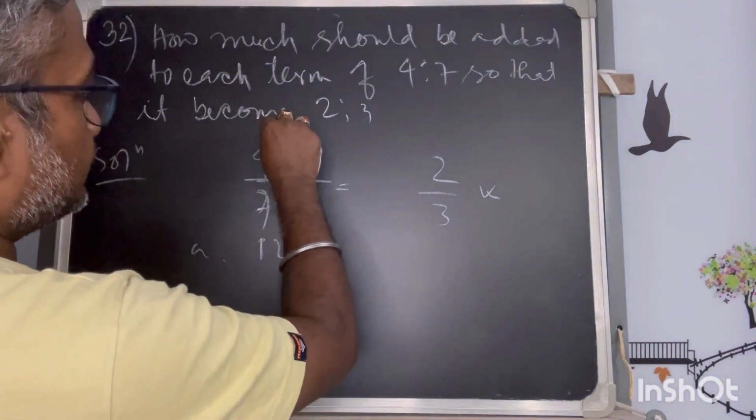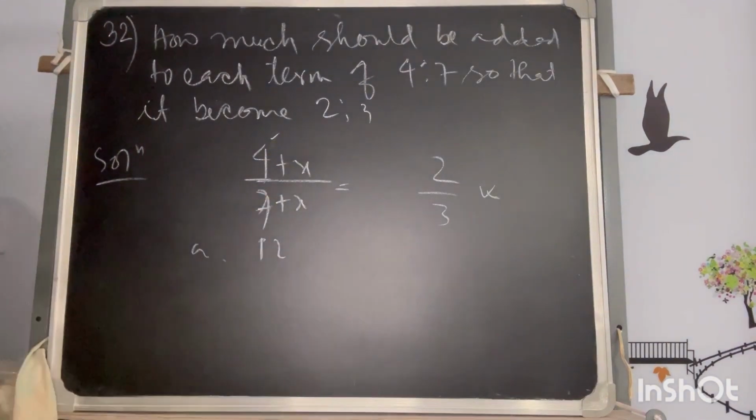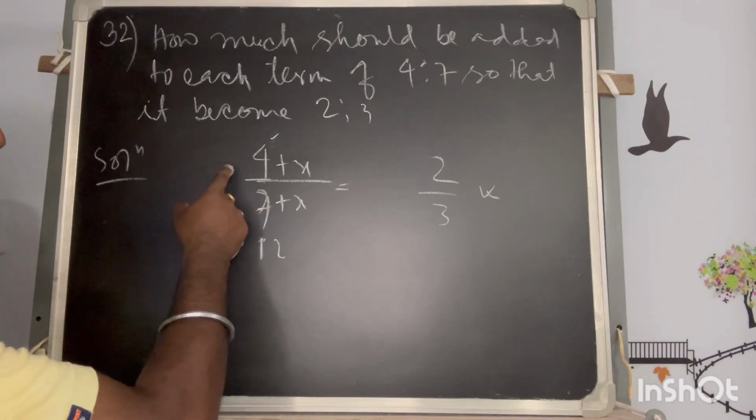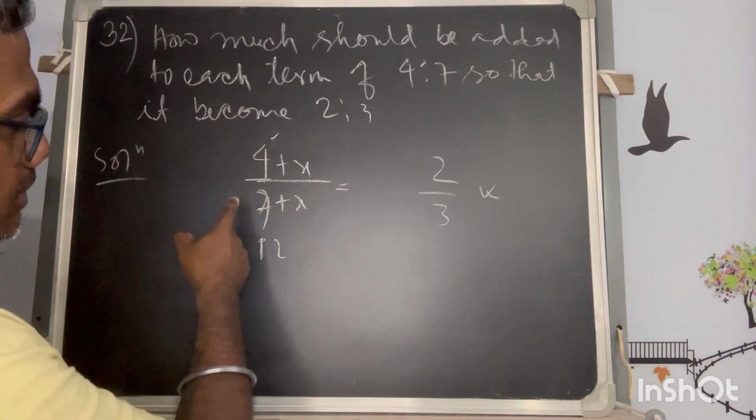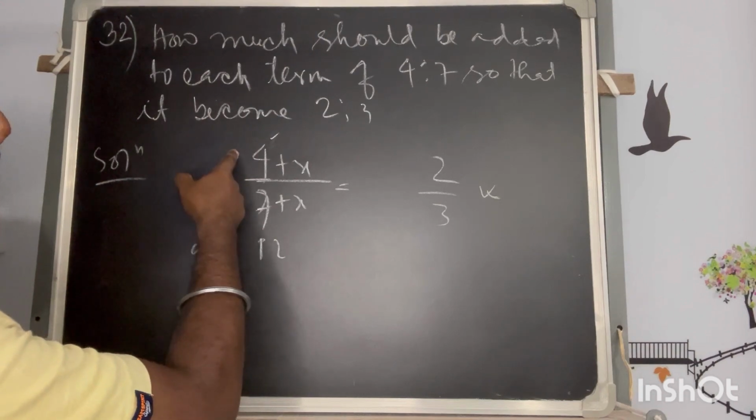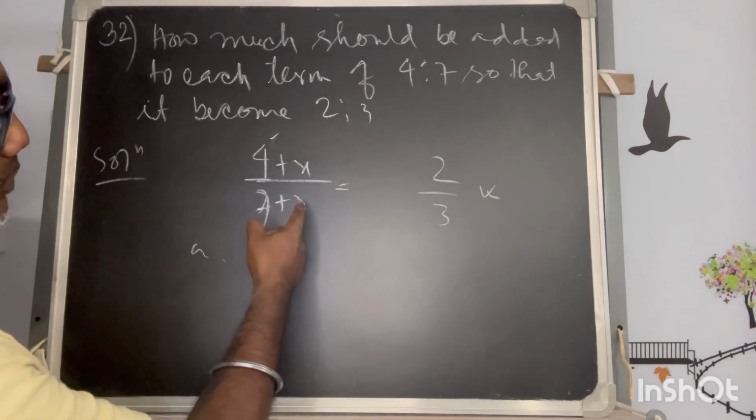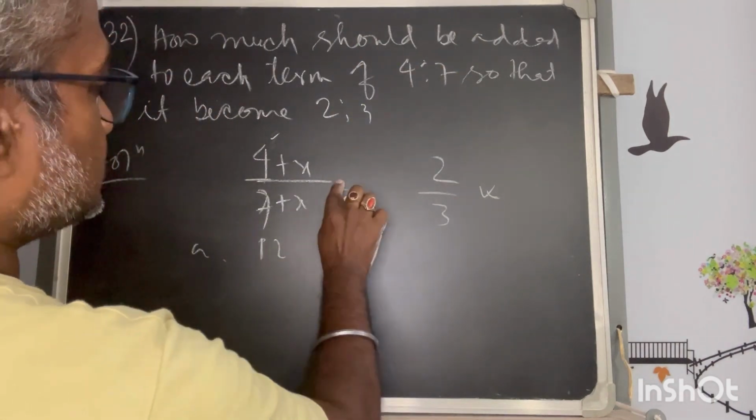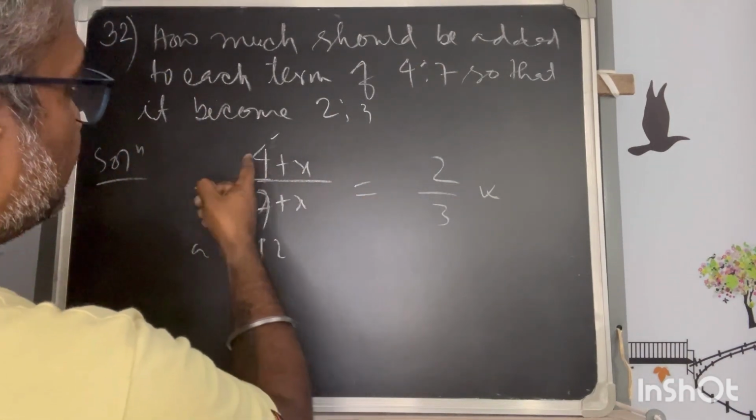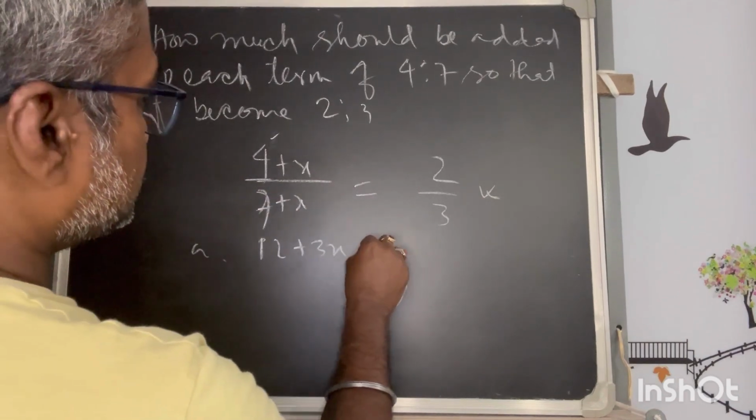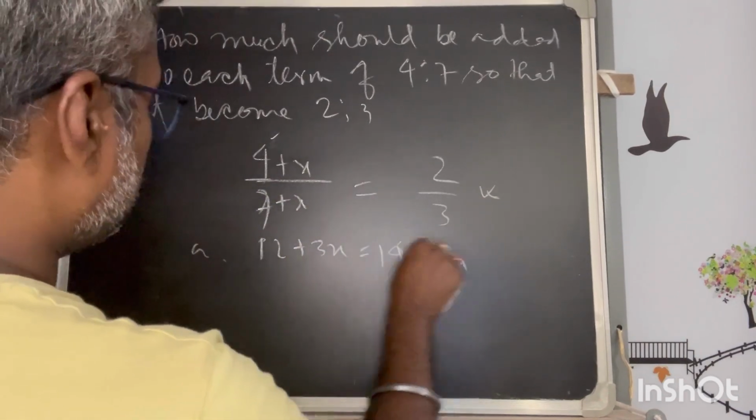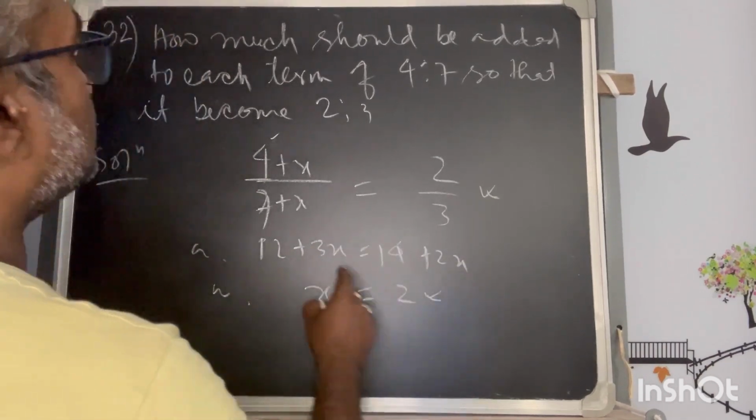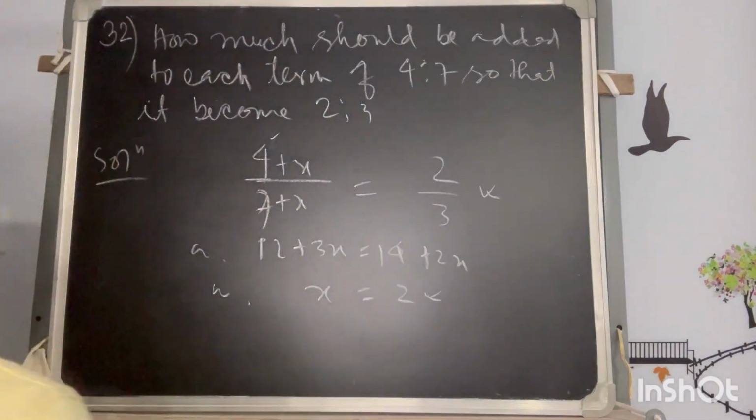Term, in the case of a ratio, is called antecedent and consequent. So whatever you are adding to the antecedent, the same thing you are adding to the consequent. So that is the same term you are asking. Now when you solve it, you will get x. So this is 12 plus 3x equals 14 plus 2x. Bringing the variable to one side, 3x minus 2x, you will get 2. So what you have to add? You have to add 2. This is your answer. Okay.